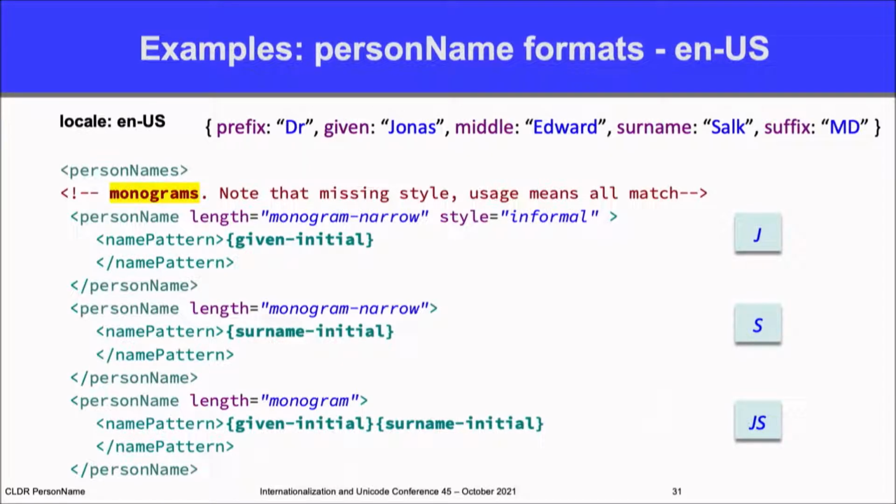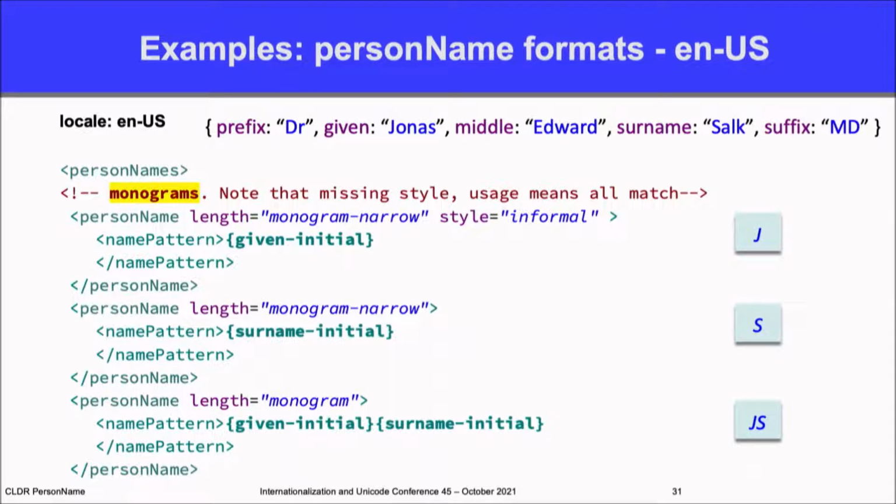So, going into some examples. Here's one for the US, and I'll use this individual's doctor, so it's Doctor Jonas Edward Salk, MD. For monograms, you can see how using the formality makes a difference. The first one is a monogram, formality informal, and you'll see I've got length and style, but I don't have usage in here. So that means usage will match anything if you happen to be a monogram.